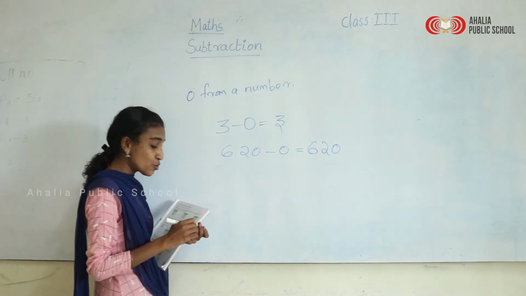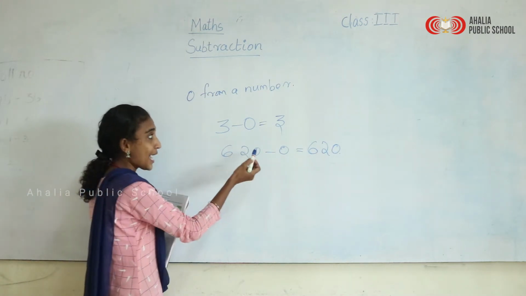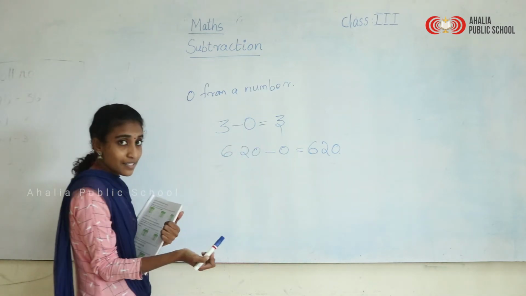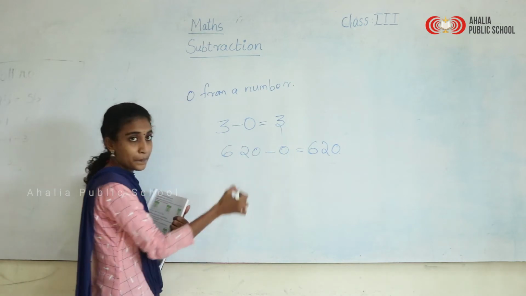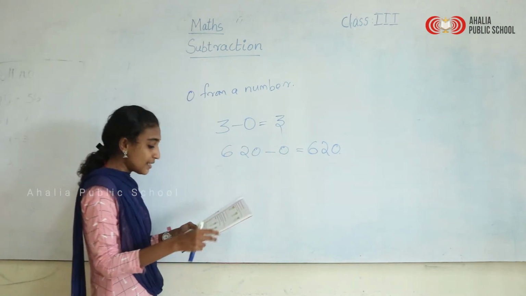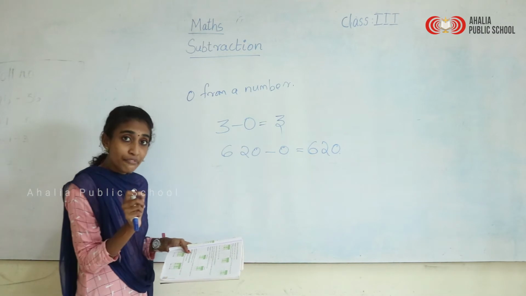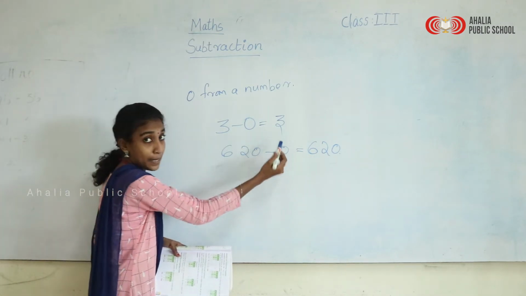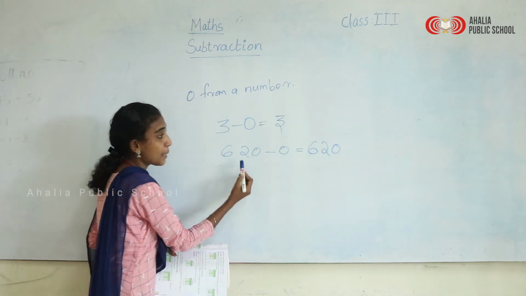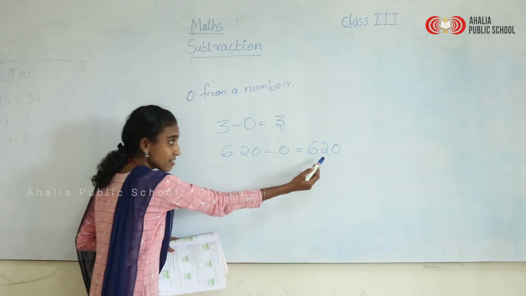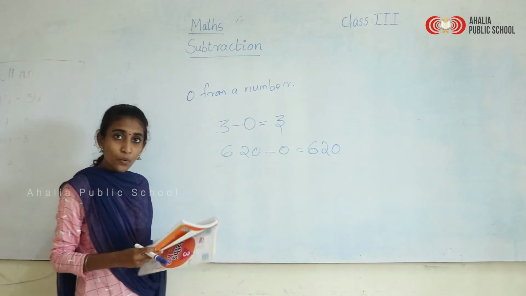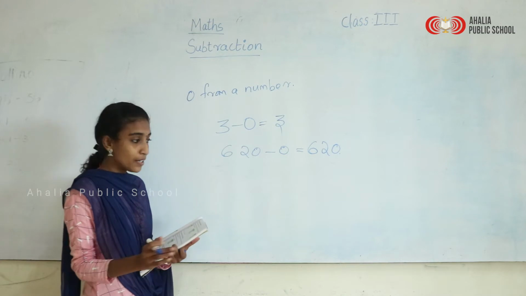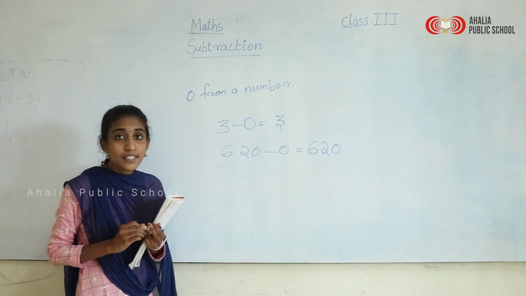Okay, so what have you understood from this concept? When we subtract 0 from a number, we get the same number as the answer. So when we are subtracting 0 from a number, the difference is the number itself. Whether it is a 2-digit, 3-digit, 4-digit, 5-digit or any digit number, the property remains the same.